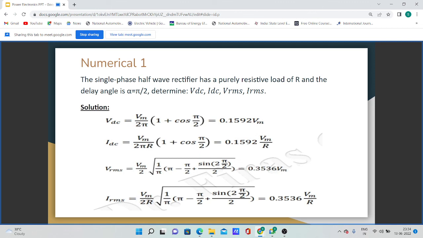0.1592 Vm upon r. Then Vrms equals Vm by 2 under root of 1 upon pi times (pi minus pi by 2 plus sine 2 pi by 2 upon 2). It will be 0.3536 Vm. So here you just need to put the value of alpha, and then you will get this value of Vrms.